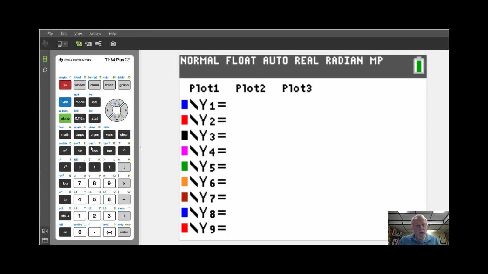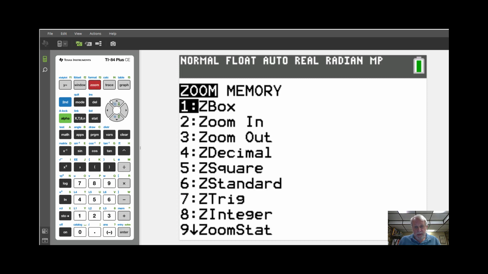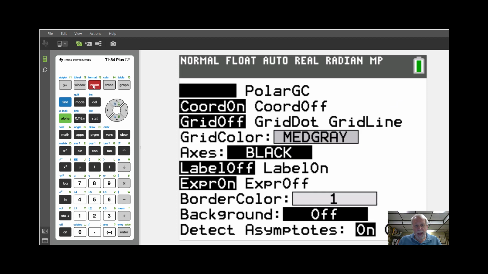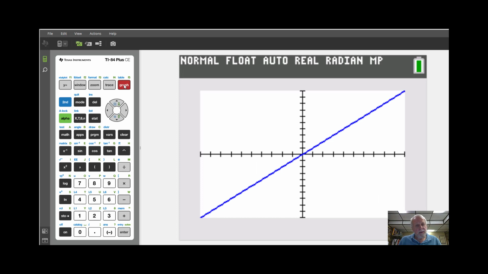So let's go to y equals and clear everything out and just go with y equals x. And we'll do a zoom 6, a zoom standard on y equals x. Okay. Now, that might have been a little slow, and the reason for that is we have Detect Asymptotes on. Let's go back to second zoom, press the up arrow, and go over to off. Press Enter. And now press Graph, and you'll notice it was much faster.